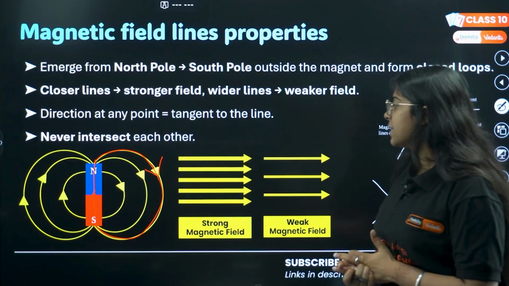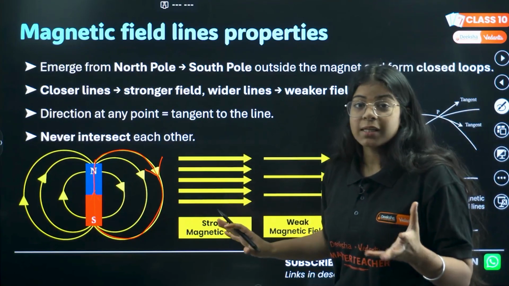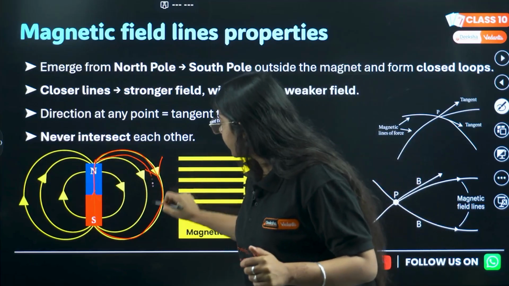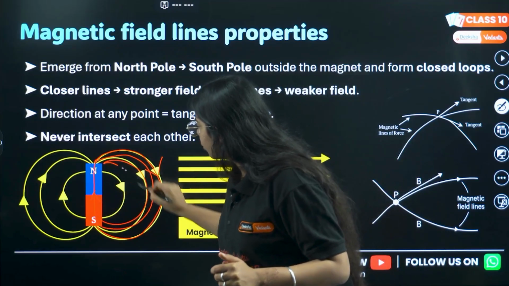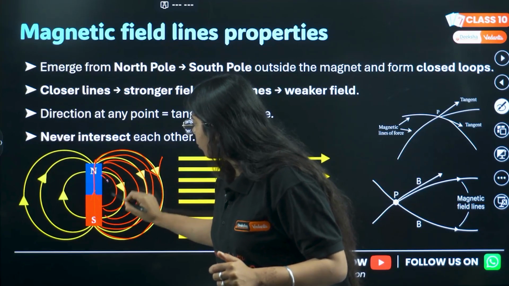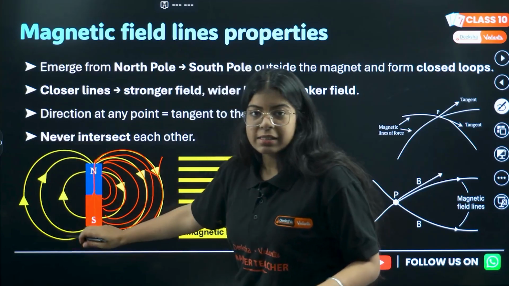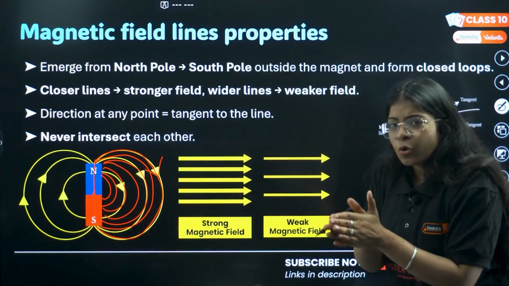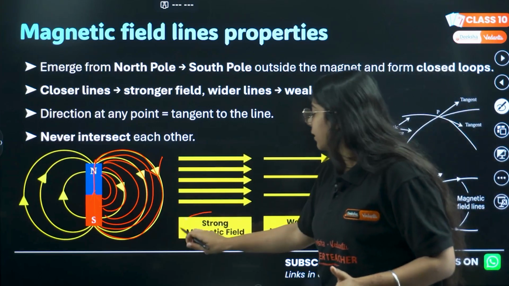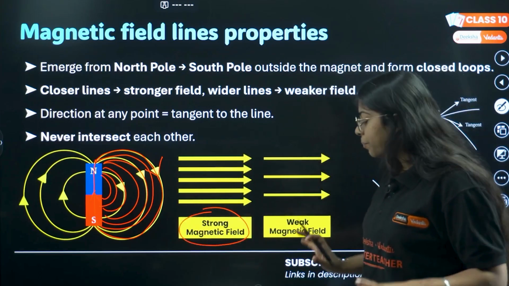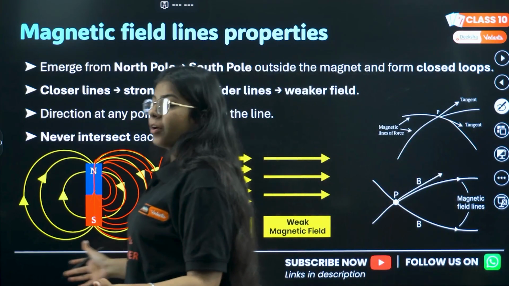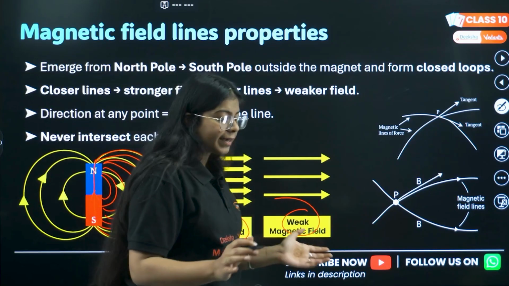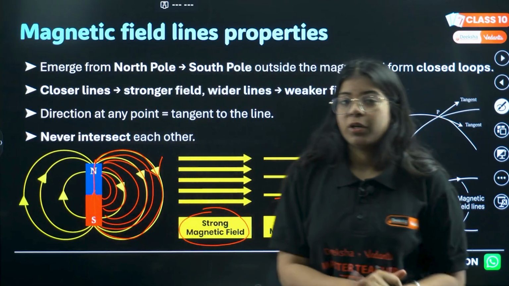The second point is where we'll study the strength. If my magnetic field lines are very near to each other, very close to each other, right? So these are close to each other instead of this. Where the magnetic field lines are very close to each other, the magnetic field will be strong. But if they are far away from each other, the magnetic field will be weak. Correct?